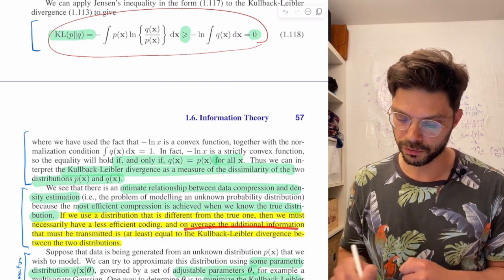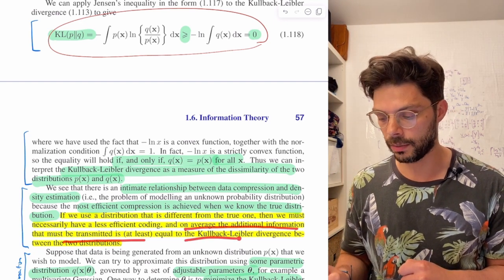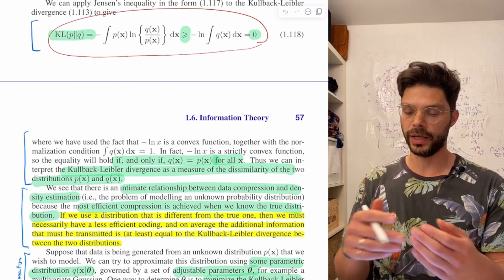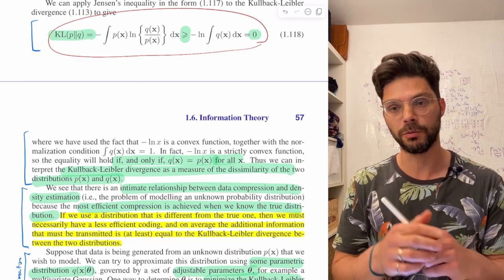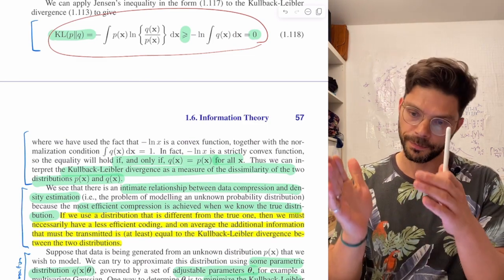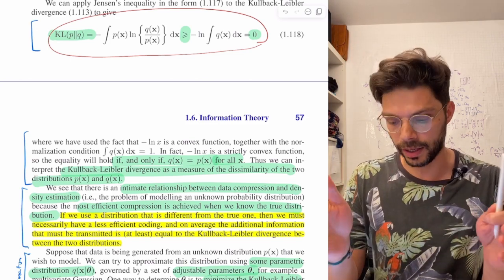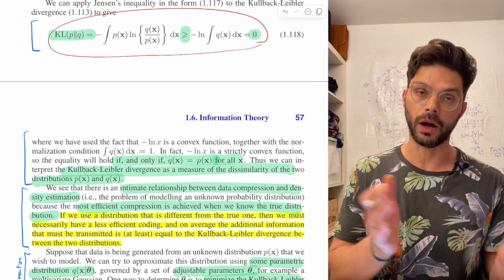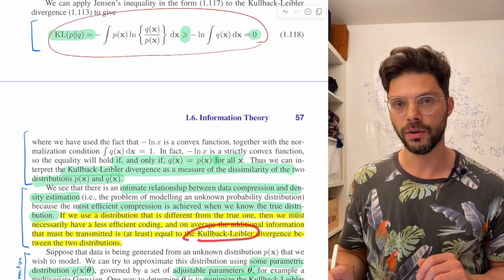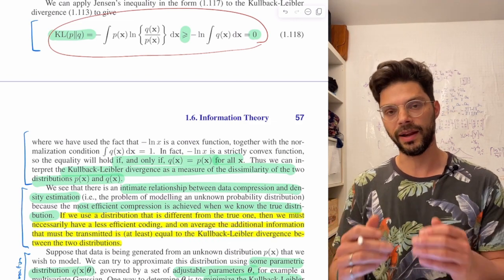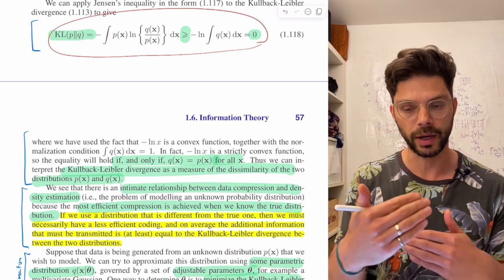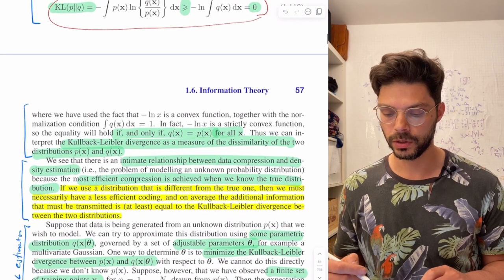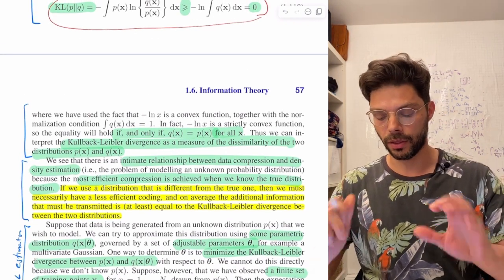On average, the additional information that must be transmitted is at least equal to the Kullback-Leibler divergence between the two distributions. It's at least, because efficient coding would require symbols that can have fractional lengths and things like this. So on average the difference will even be longer than what the KL tells you. The KL is kind of the lower bound, and if that lower bound is positive, it means you don't have the right distribution.